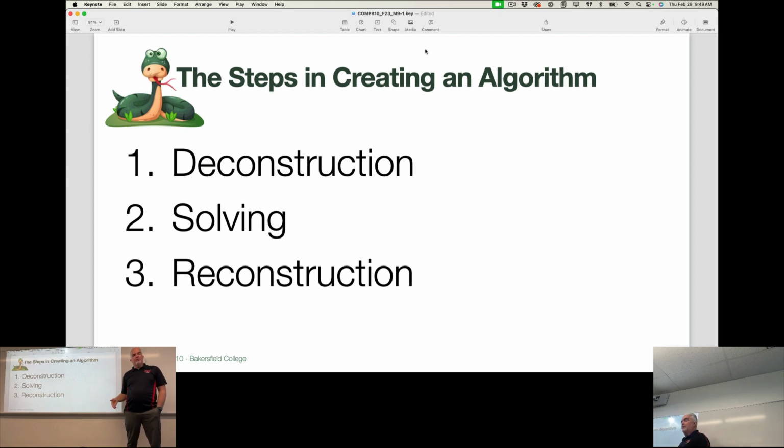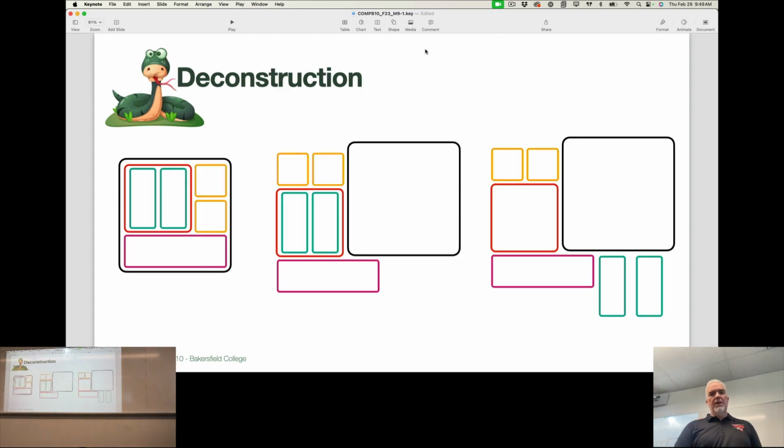It involves deconstruction, which means taking the problem apart into smaller pieces, solving each of those smaller pieces, and then putting it back together in a meaningful way. So if I have this problem, it kind of looks like a little bento box, right? What you do with a bento box is you take it apart. You take the little containers out.